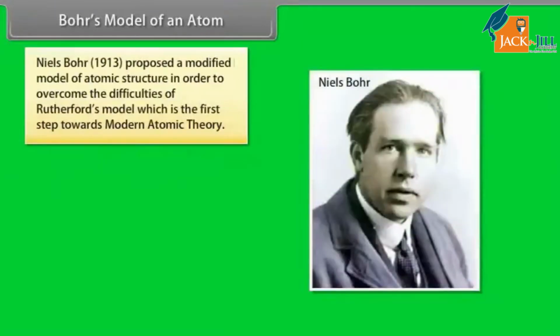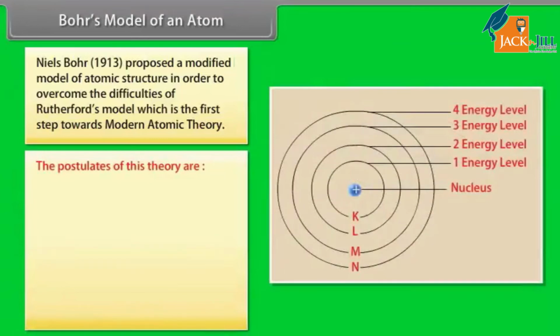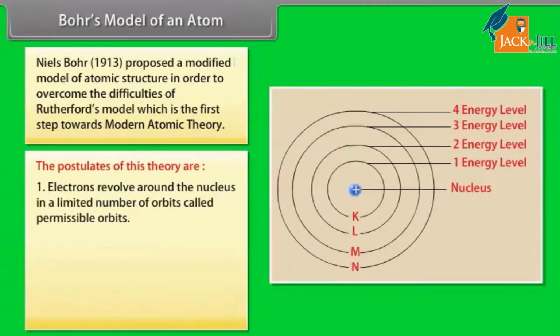Niels Bohr, in 1913, proposed a modified model of atomic structure in order to overcome the difficulties of Rutherford's model, which is the first step towards modern atomic theory. The postulates of this theory are: 1. Electrons revolve around the nucleus in a limited number of orbits called permissible orbits.